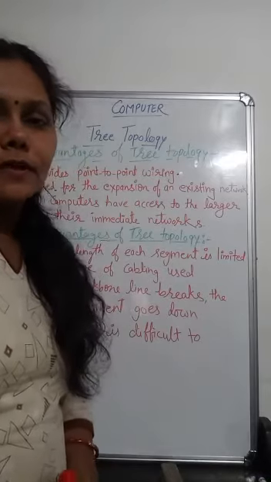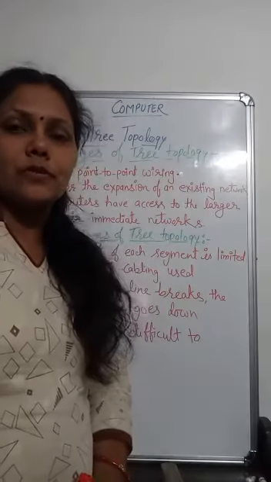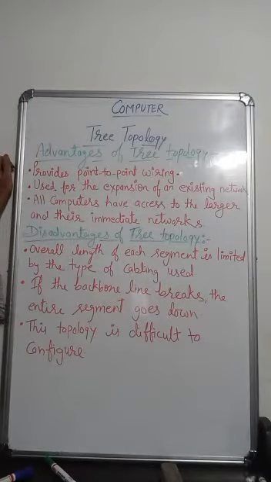Now see here the advantages and disadvantages of tree topology. Okay. The first advantage is it provides point-to-point wiring for individual segments, for each segment or each node. Second, this topology is used for the expansion of an existing network. Next, in tree topology, all computers have access to the larger and their immediate networks. Okay, so these are the advantages of tree topology, and there are a few disadvantages also.